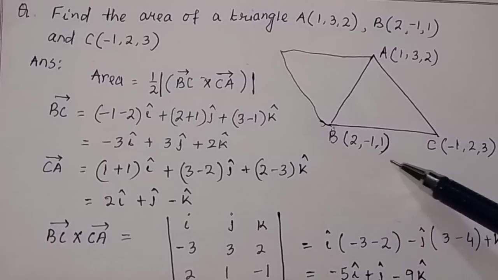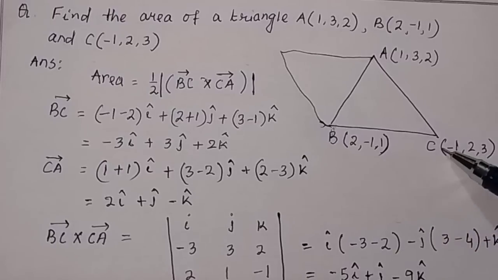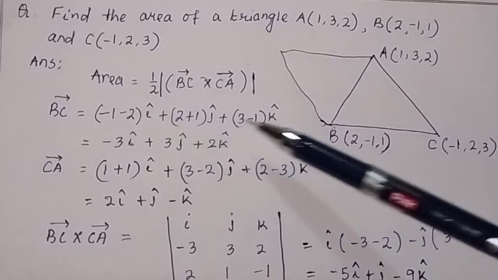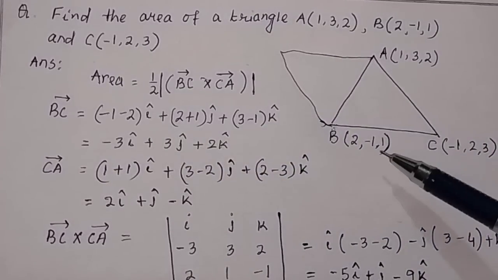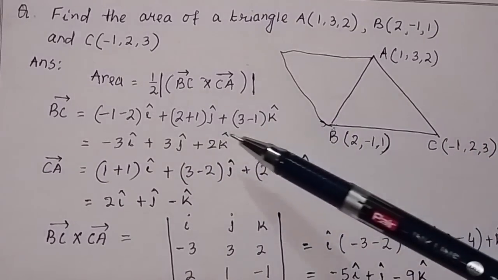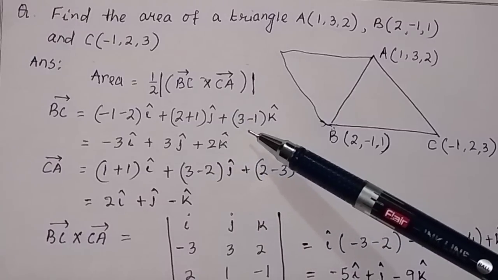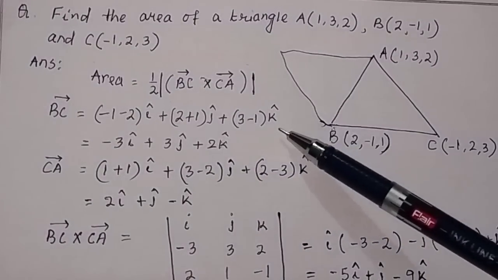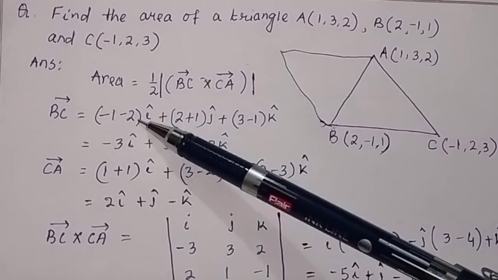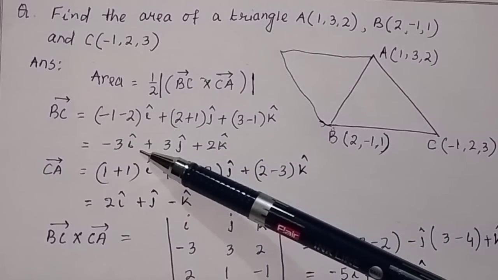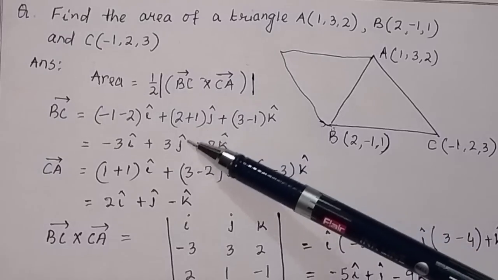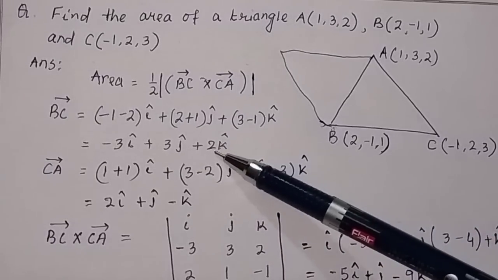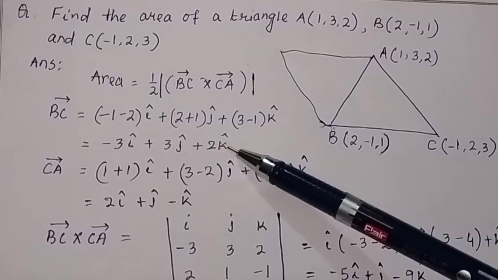So BC vector will be equal to, you see, (minus 1 minus 2) i cap, then (2 plus 1) j cap plus (3 minus 1) k cap. Minus 1 minus 2 is equal to minus 3 into i cap, plus 2 plus 1, that is 3, so 3 j cap, 3 minus 1, that is equal to 2 into k cap.